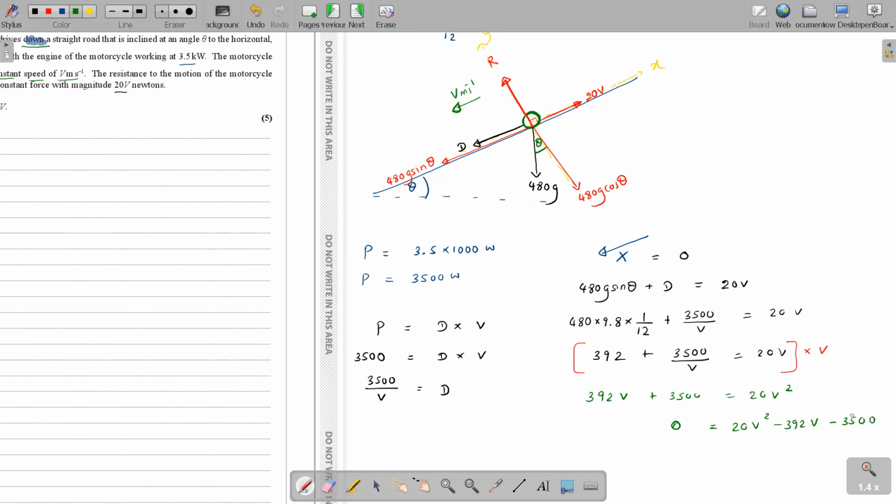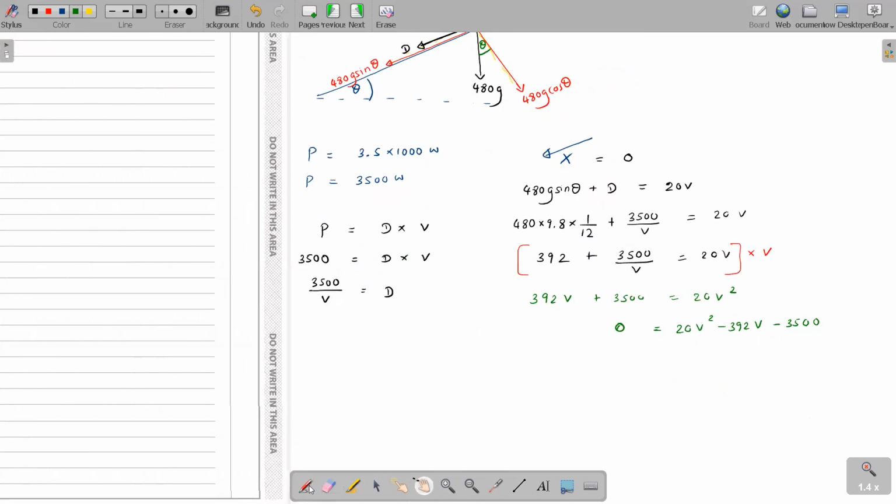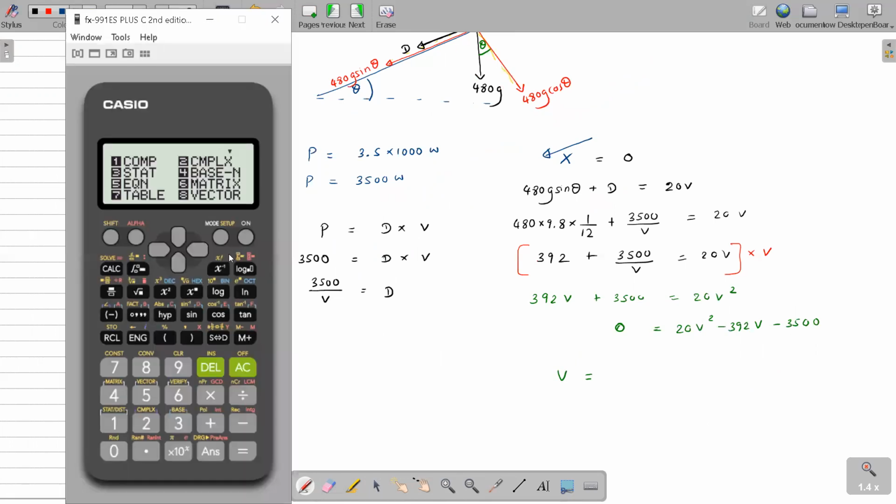So children, you can type ABC in the calculator. This is M2. Just type ABC in the calculator and tell me the V values. So let me bring the calculator over here. Mode, equation, ax square plus bx plus c, where a is 20, b is minus 392, c is minus 3500. So what do you get here? You get some value like this: 49 plus 22 root 14 over 5 and 49 minus 22 root 14 over 5.